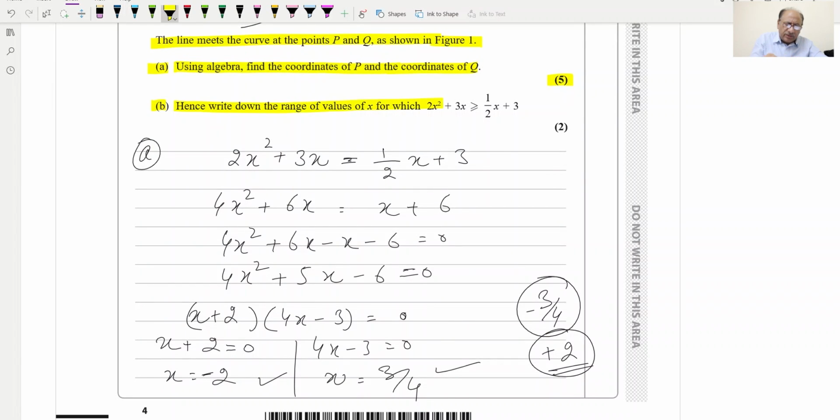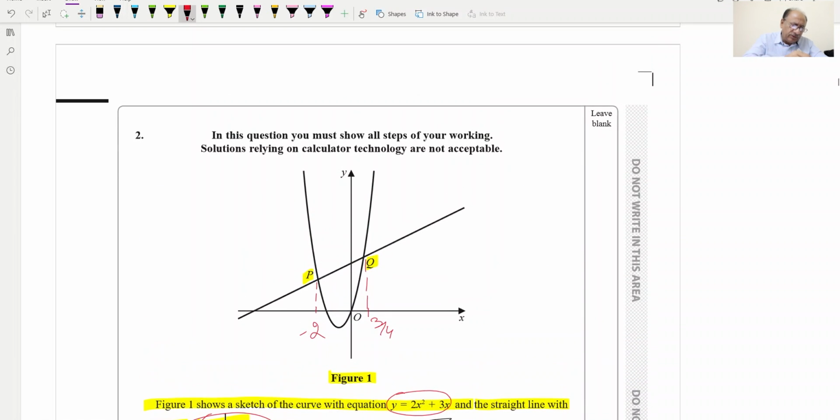Hence, write down the range of values of x for which this one is greater than this. So the range of values for which the quadratic curve, this is the equation of the curve, is greater than or equal to the straight line. The quadratic curve is greater than or equal to the straight line for this section, these x values basically, and also for this section the curve is greater than the straight line. This is the area which we can show that this section is greater.